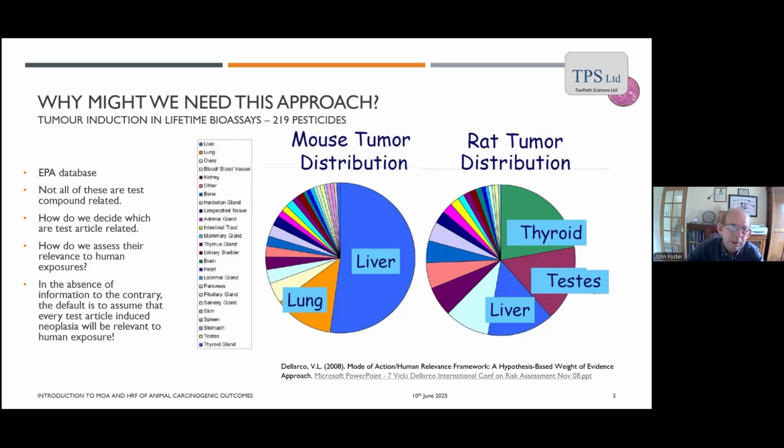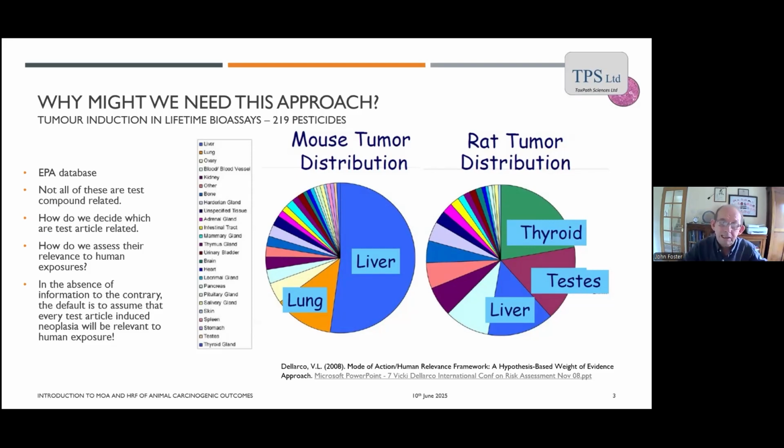Well, this is an EPA database. This is from a presentation that Vicky Dellarco gave in 2008. So this is from 219 pesticides, and these are the carcinogenic outcomes. You can see that for the mouse, the liver is the major organ, followed by the lung. For the rat, it's thyroid, testes, and liver.